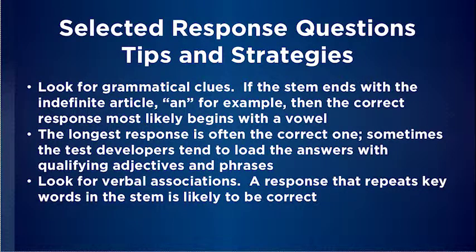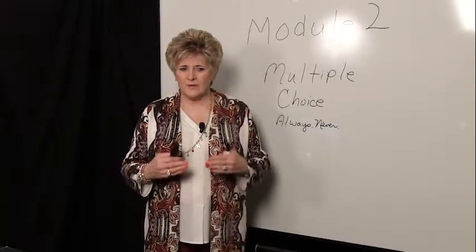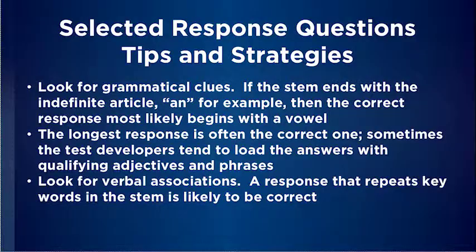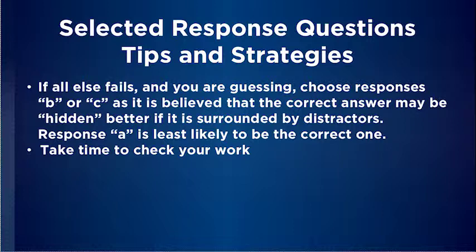Sometimes the test developers tend to load the answers with qualifying adjectives and phrases. So read, reread, pick out your adjectives, pick out your verbs. Look for verbal association. A response that repeats keywords in the stem is likely to be correct. If all else fails and you are guessing, choose responses B or C, as it is believed that the correct answer may be hidden better if it is surrounded by distractors. Response A is least likely to be the correct one.